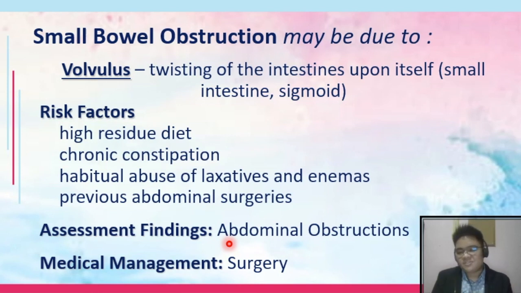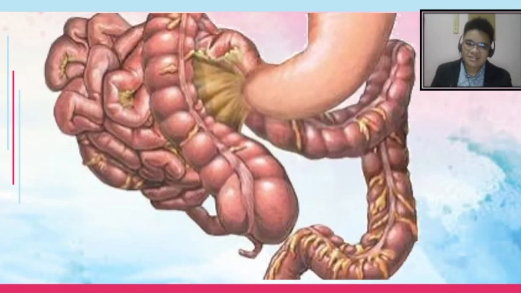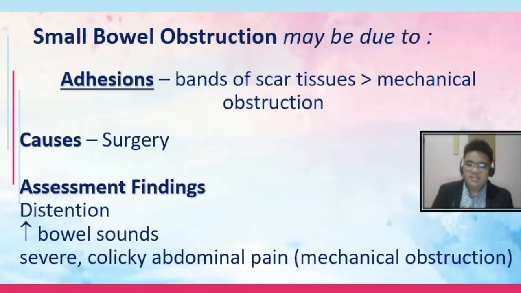Assessment findings: signs and symptoms of abdominal obstruction. Then medical management is surgery. If it's not too late, you can still remove the twist, but if it's too late, there's a tendency that the part needs to be cut and then anastomosis will be done for the healthy tissues. So this is an example of your volvulus.